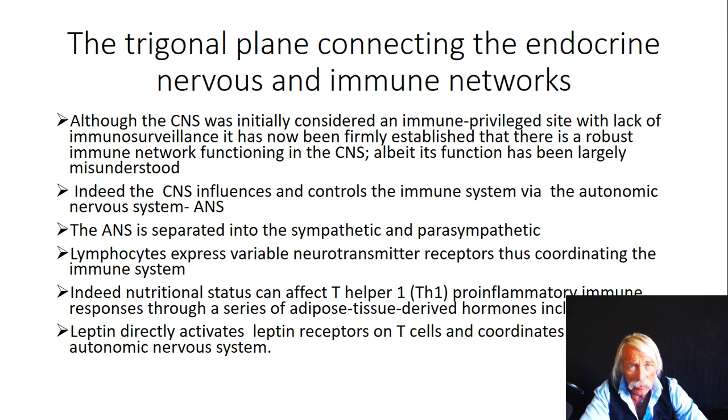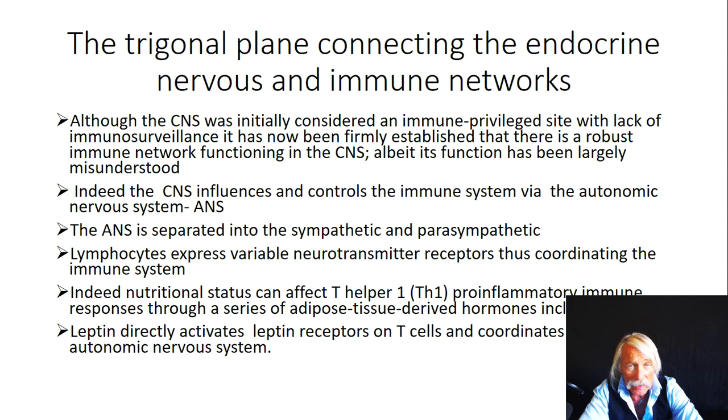Lymphocytes, remember what those are. Those are immune cells, right? Those are things like T cells and B cells. They express variable neurotransmitter receptors on their surface. Thus, they can coordinate the immune system via neurotransmission. Isn't that interesting? Okay, when you start learning that immune cells have receptors for neurotransmitters, now you're starting to see how things come together, how that triangulation comes together. All right. These are just observations based on the evidence of looking at the literature.